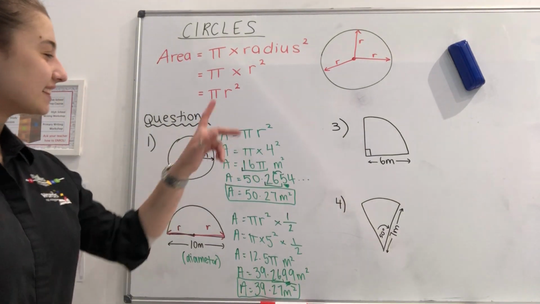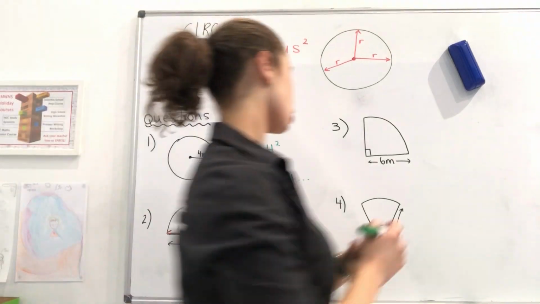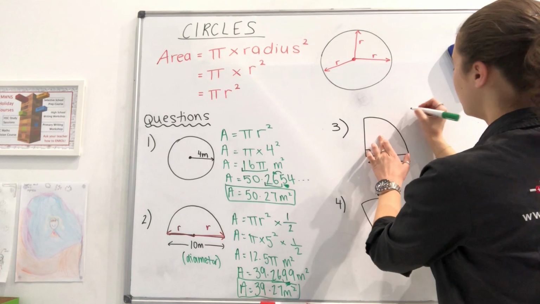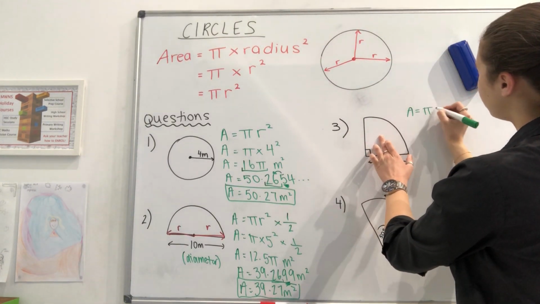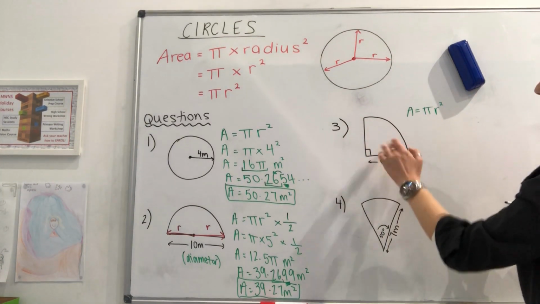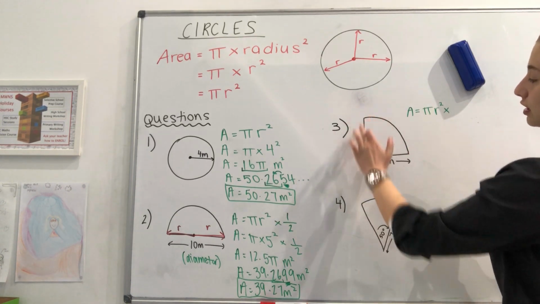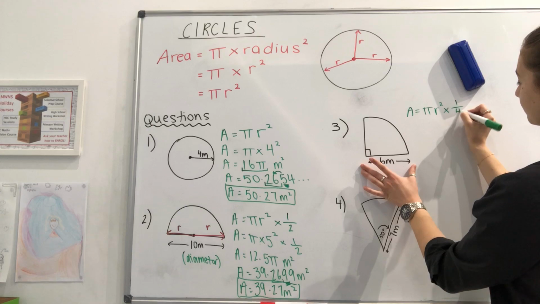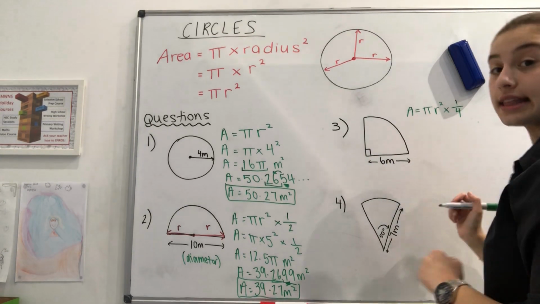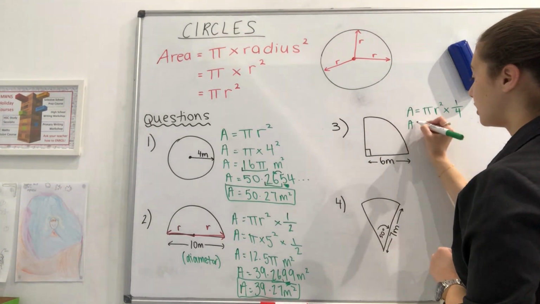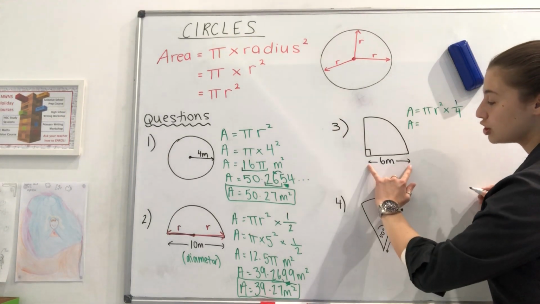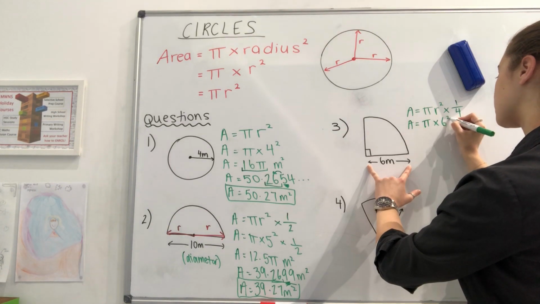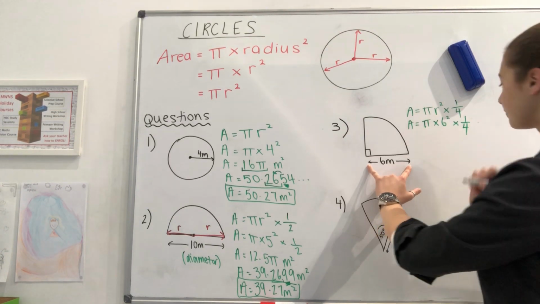Perfect. All right, let's have a little look at question 3 here. Now, question 3 again is not a full circle, it's only a quarter of a circle. So as always, write down the regular formula, pi r squared, and multiply it by how much of the circle you have, which is going to be a quarter. Alrighty. Now, the next thing that we want to do is substitute in everything that we've been told. We know our radius here is 6, so pi times 6 squared times a quarter.